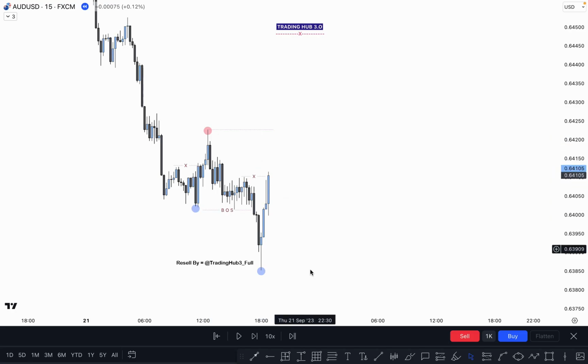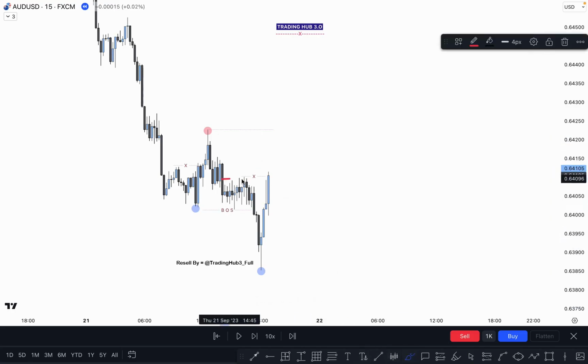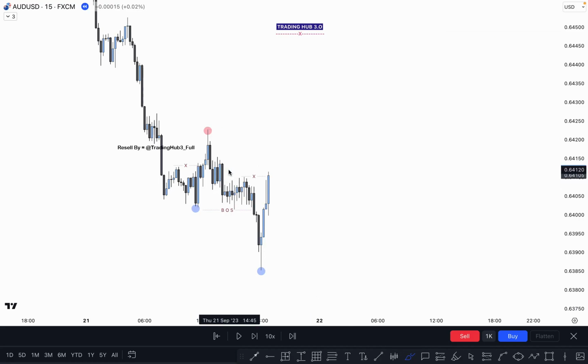Okay, so in this leg you can see there is no imbalance, there is no POI, there is no order flow, there is no order block right here. Okay, so in this case, how can you deal? In this case, simply you can deal in two situations.